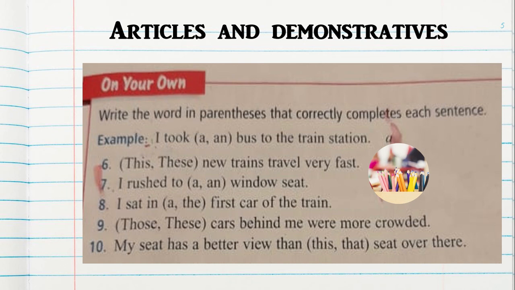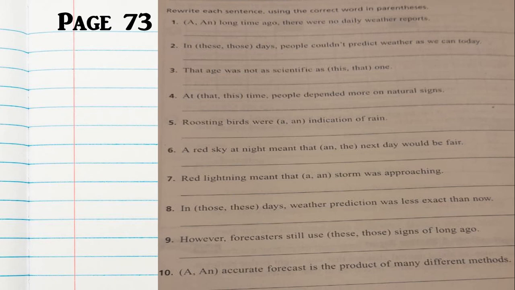Okay, let's continue with our workbook. This is on page 73. Rewrite each sentence using the correct word in parentheses, the same as in class. A long time ago, there were no daily weather reports. In those days, people could not predict weather as we can today, far away. In those days. That age was not as scientific as this one.